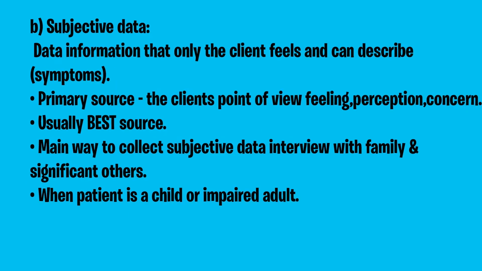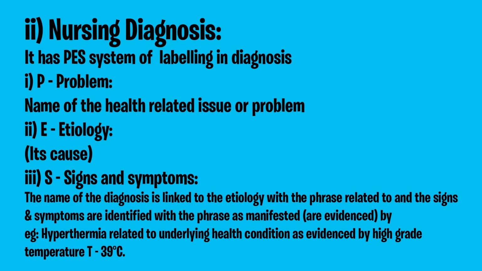Secondly, subjective data. This is information that can only be found from patients. The patient himself can describe their feelings, perception and concerns. This is the best source to collect subjective data. We can also rely on the family and significant others to collect subjective data when the patient is a child or impaired adult.